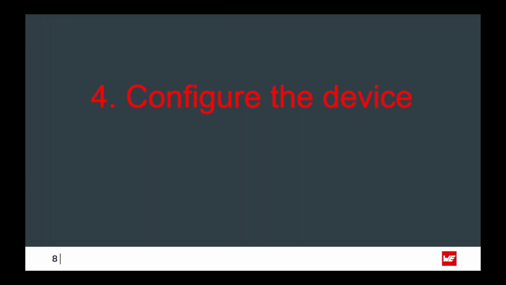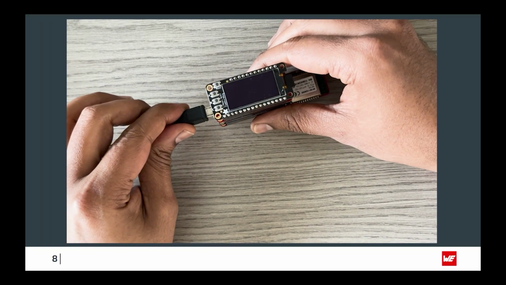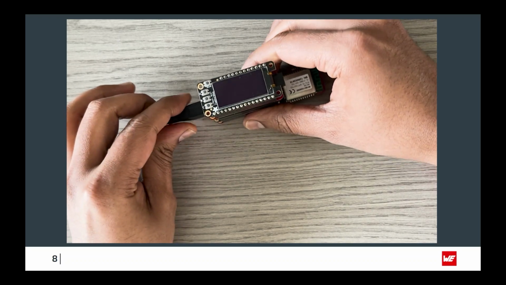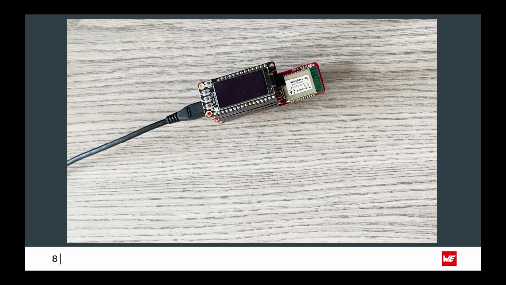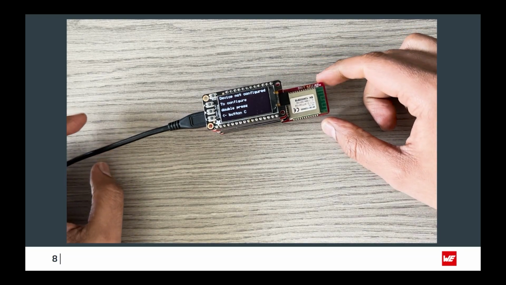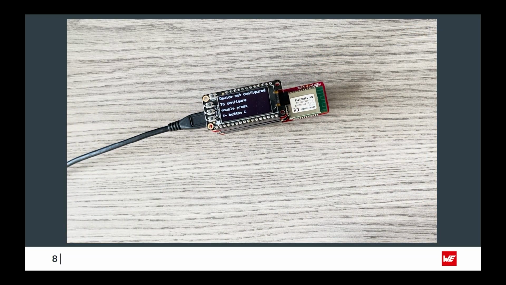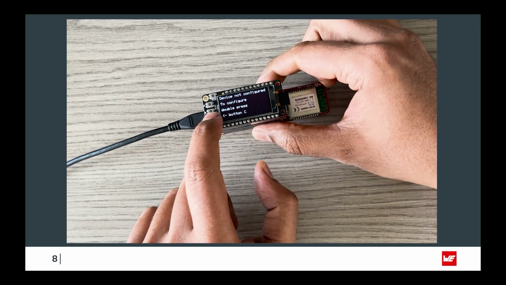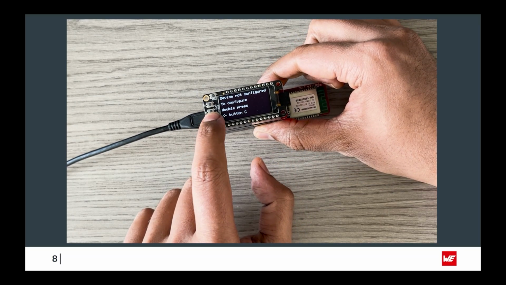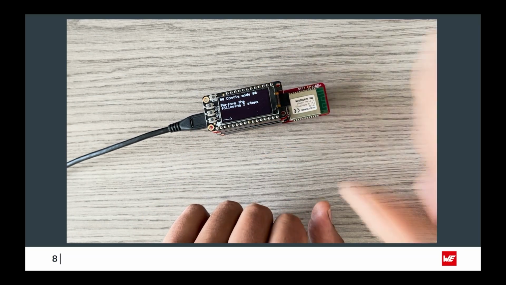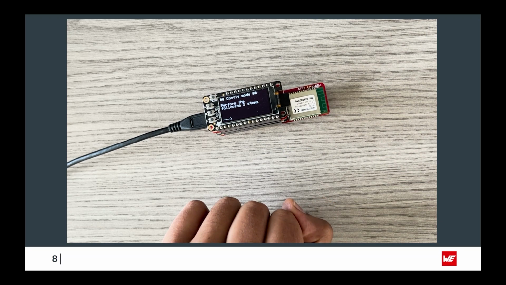Let us start the device configuration by first powering up the design kit. After a few seconds of initialization, the device comes to a state where it prompts the user to double-click on button C to enter configuration mode. Let me double-click on button C. Now the device itself is in configuration mode.